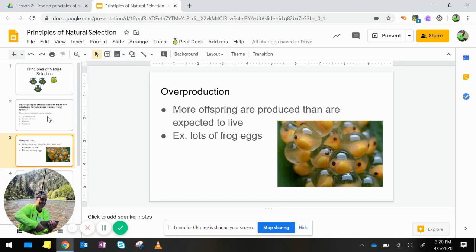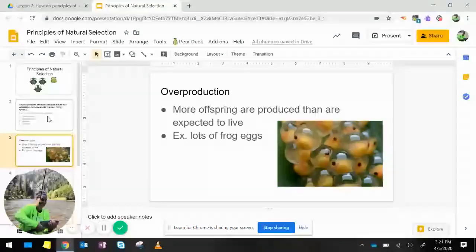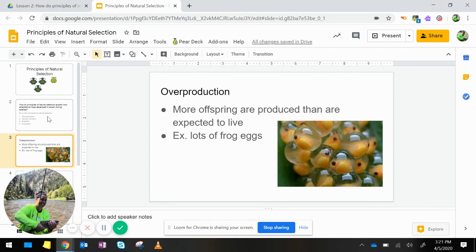So in this example, there's a whole bunch of frog eggs there. Frogs produce hundreds of thousands of eggs, and they're not expecting all of them to live. Organisms are going to eat the eggs. Organisms are going to eat the tadpoles when they hatch out of the eggs. If you've ever watched Finding Nemo, at the beginning of the movie, they're talking about the clownfish have a nest and there are all these eggs, and not all of the eggs actually survive. So overproduction just means more offspring are produced than are expected to live.